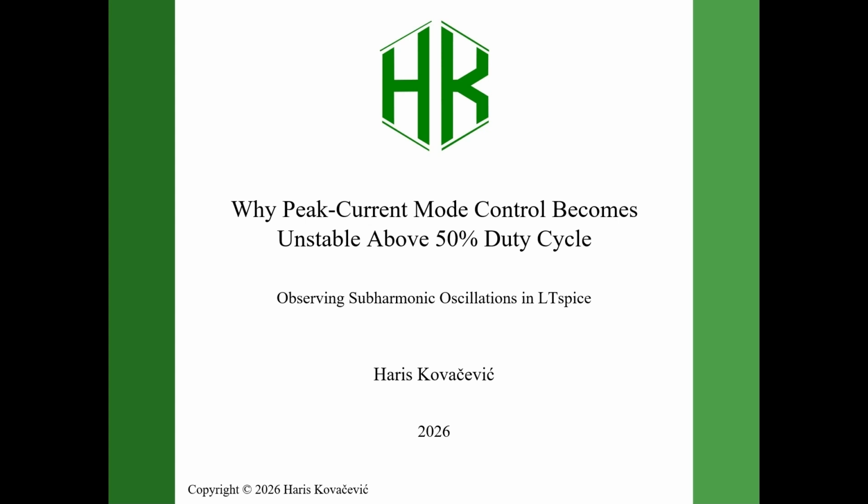Imagine you design a peak current mode controlled buck converter. The crossover frequency is exactly where you want it. The phase margin is around 70 degrees. The output voltage is perfectly regulated. Everything appears stable. But then you slightly change the operating point, and suddenly the inductor current starts oscillating from one switching cycle to the next.